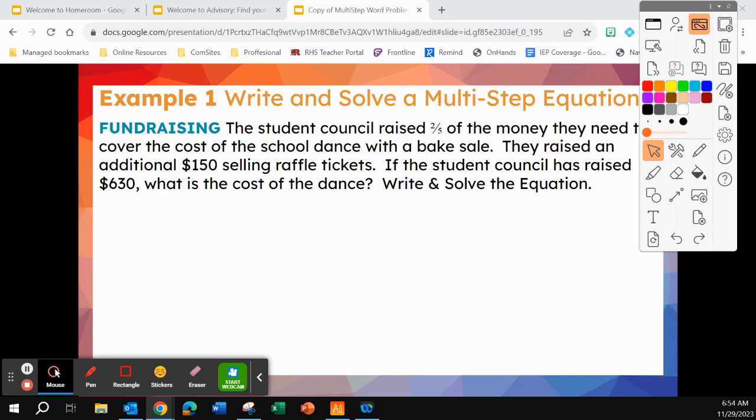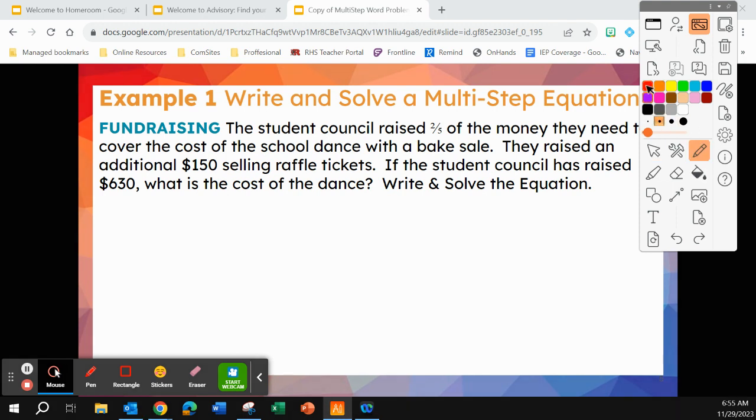All right, so we are looking at a multi-step equation word problem. Step one, we're going to read the problem. It says the student council raised 2/5 of the money they needed to cover the cost of a school dance at the bake sale. They raised an additional $150 selling raffle tickets. If the student council has raised $630, what is the cost of the dance?